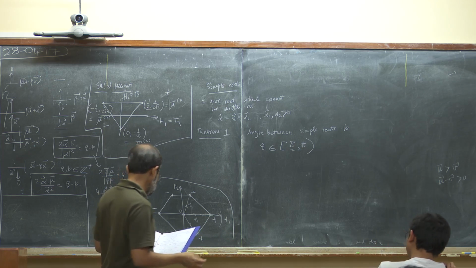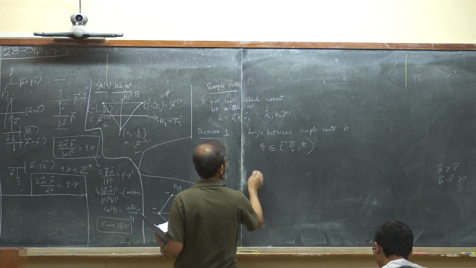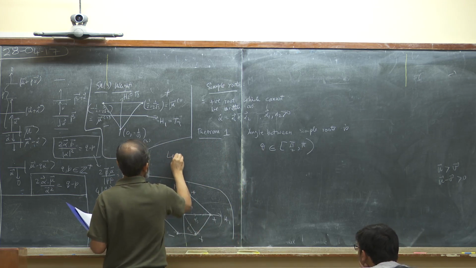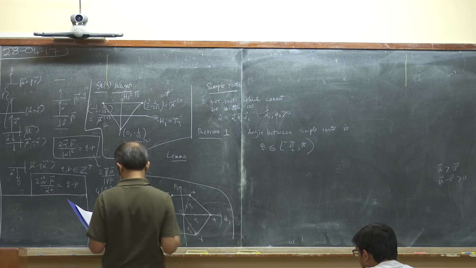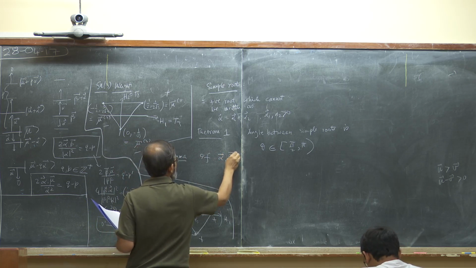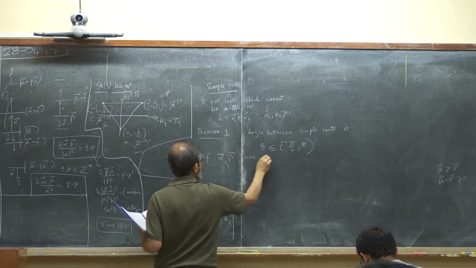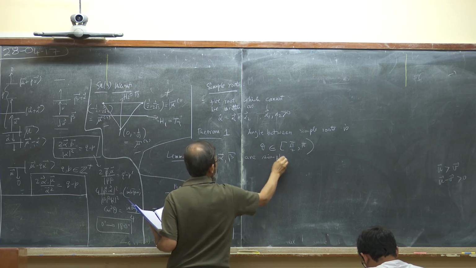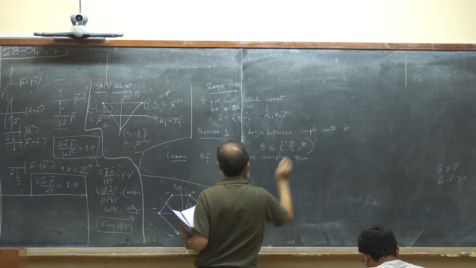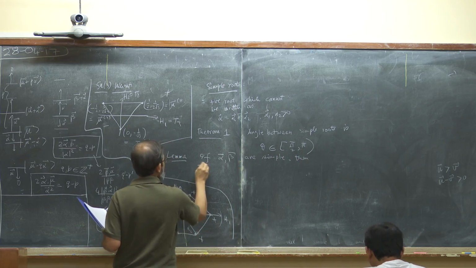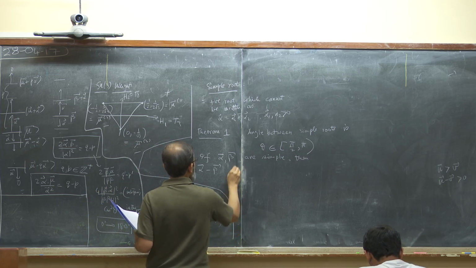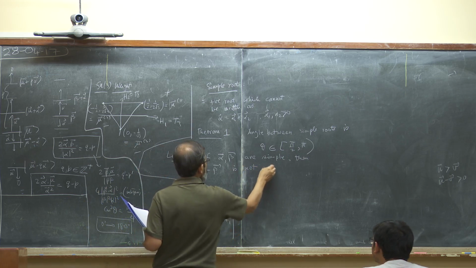All right. So, there are some sub-results that we need. So, there is a lemma that if alpha and beta are simple, then alpha minus beta or beta minus alpha is not a root.